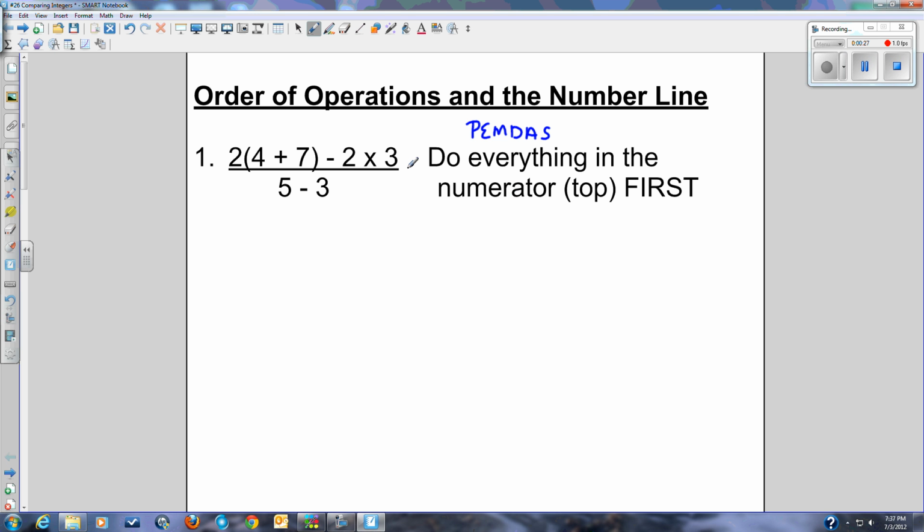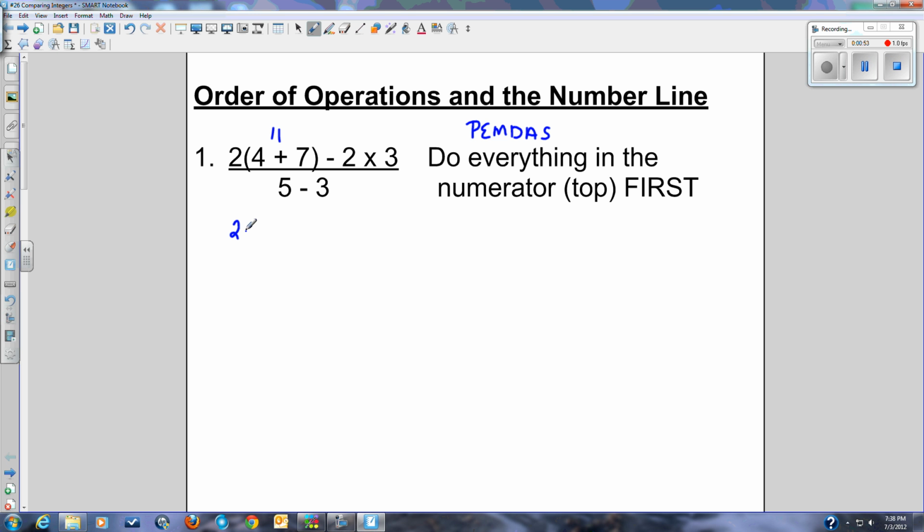Now if you have something like this problem here, and you've got a fraction involved, you want to do everything in the numerator, or in other words, in the top part of the problem, first. But we're still going to use our PEMDAS. So let's look at the top of the problem. We have parentheses here, 4 plus 7, so we're going to work with that. So 4 plus 7 gives us 11.